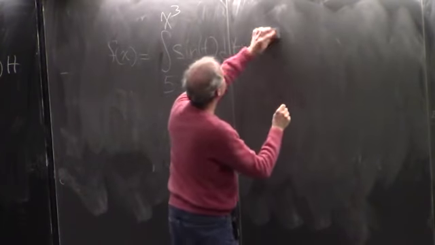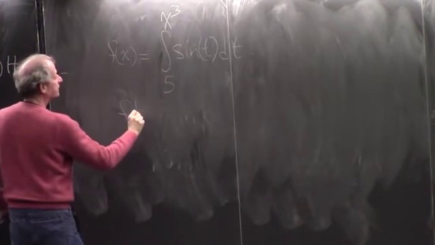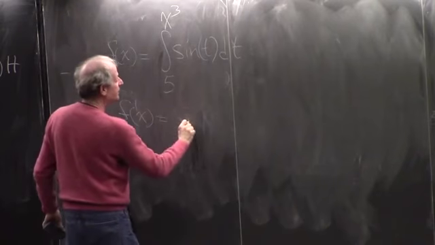So, this is just what you did before. You want to find the derivative, f prime of x. Would be you plug in the x cubed.